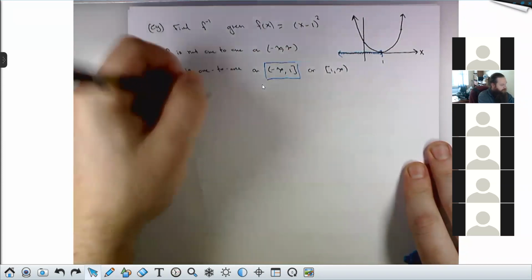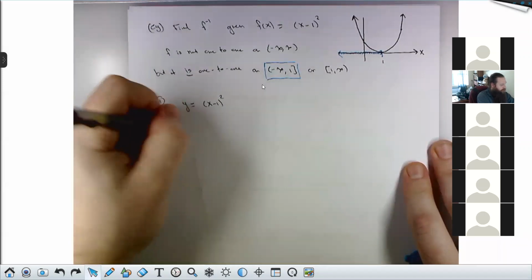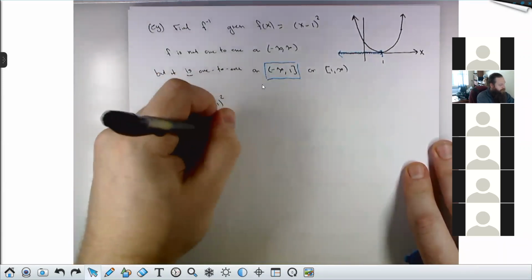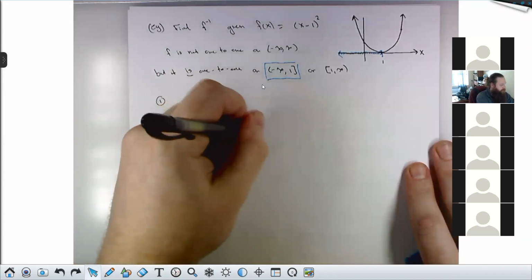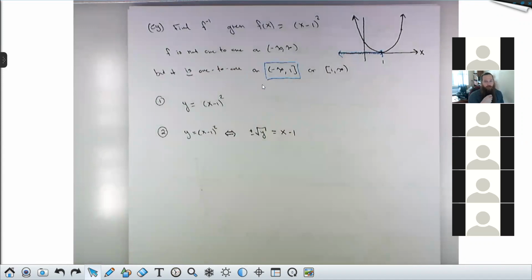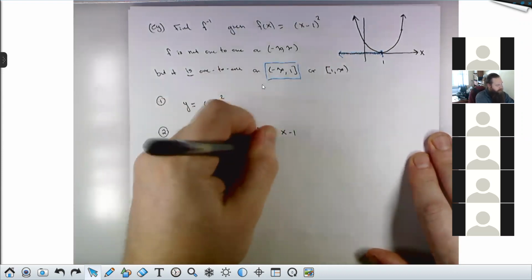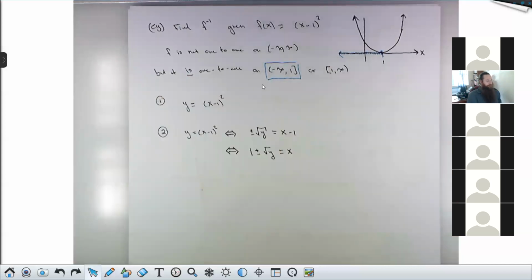First, write y in place of f of x. Second, solve for x. So y equals x minus 1 quantity squared. That's equivalent to saying plus and minus the square root of y is equal to x minus 1. Right, take square roots on both sides. You need to use the plus and minus when you do this. Then I add 1 to both sides. Write it like this. If you had swapped x and y at the start, now you would run into a problem. You need to pick the plus or the minus that matches your domain.